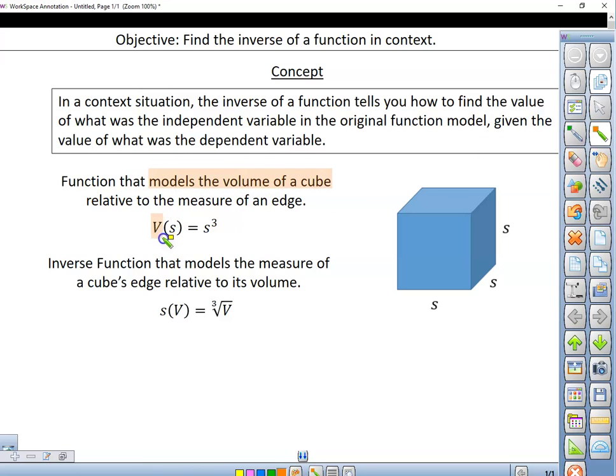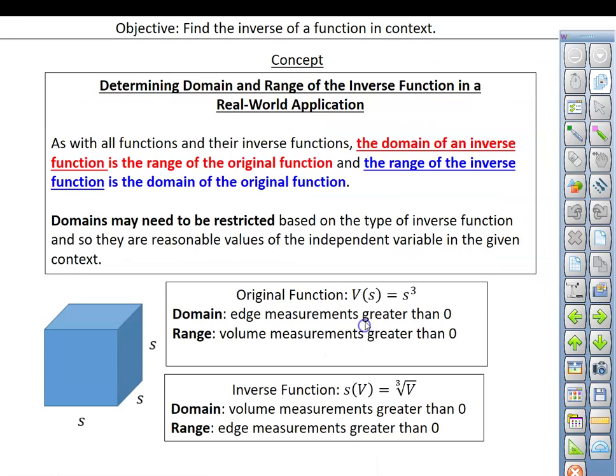That's our v. When we actually find the inverse function and represent the inverse, we are actually finding then a function that is s equals, side equals, and that's what we have here. So the inverse models the measure of a cube's edge or side length relative to its volume. So we have s equals, and our independent variable here is v, so they switch. The mathematics is a little different, where the one thing we don't have to do is switch the variables, and we'll talk about that when we find the inverse.